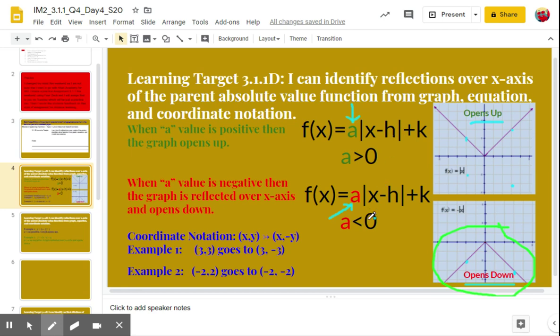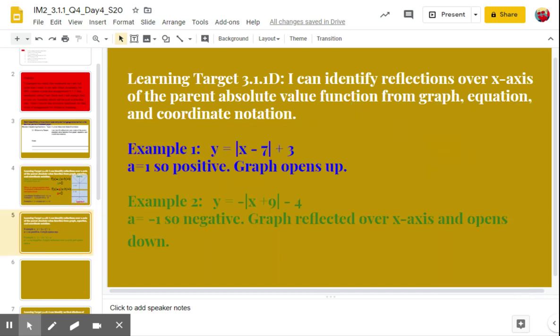All right, coordinate notation. I kind of showed you over here. How does it work? Example: (3, 3) goes to (3, -3). If you have original point at (-2, 2), it goes to the point (-2, -2). So simply the y is the opposite value of the original point. x remains the same.